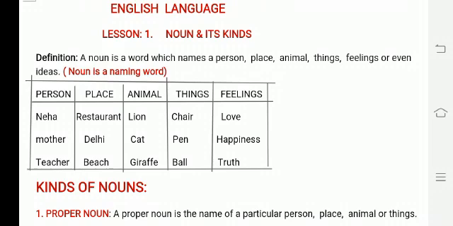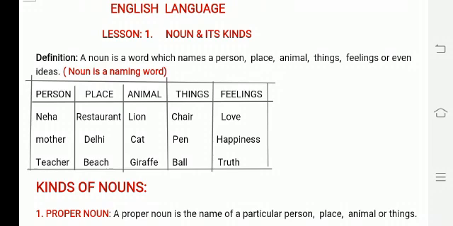So, let us read the definition once. A noun is a word which names a person, place, animal, things, feelings, or even an idea. Once again, a noun is a word which names a person, place, animal, things, feelings, or even ideas. In short, noun is a naming word.